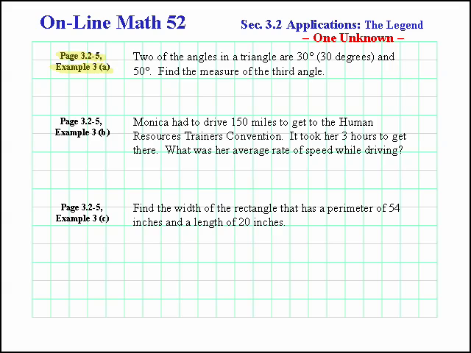What we're looking at here, when we read this, it says the following: two of the angles in a triangle are 30 degrees and 50 degrees. Find the measure of the third angle. This is typically what is referred to as a word problem or a story problem. I prefer to simply call it an application, but it doesn't really matter. They all mean the same thing. We're going to apply algebra to these.